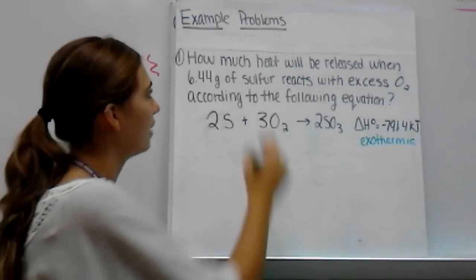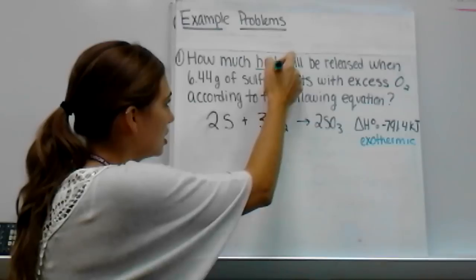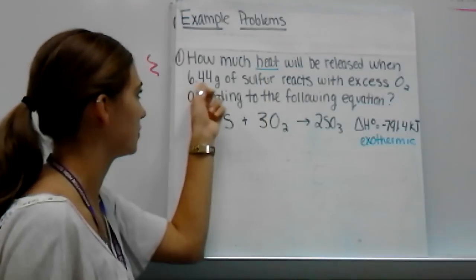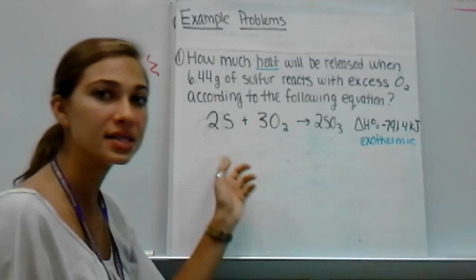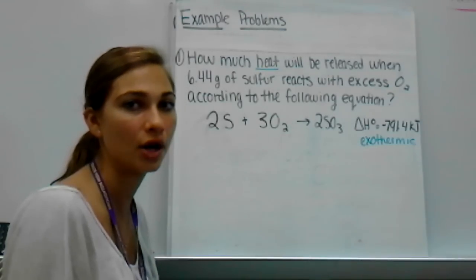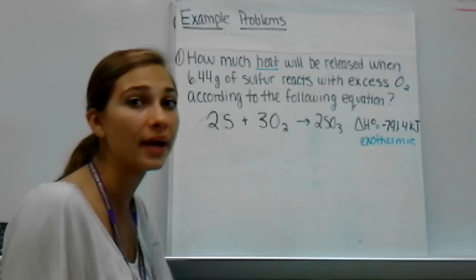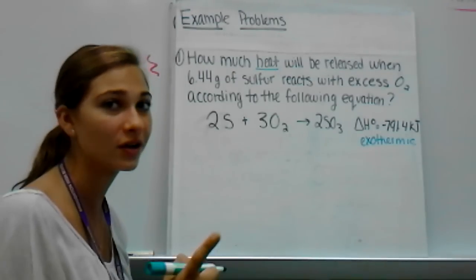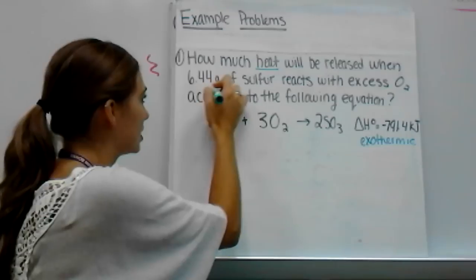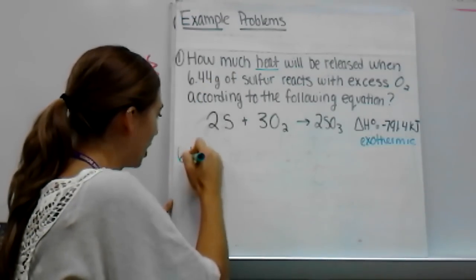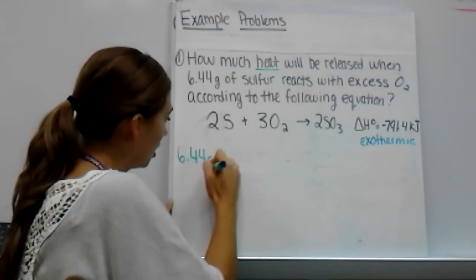Okay, so what they want to know is how much heat will be released with 6.44 grams. Right now, when we have this reaction, we're not dealing with grams. We need to put in our grams. So this is going to go back to our conversions. I told you we're never going to stop using them, and here's a good example. So we're starting with 6.44 grams of sulfur.